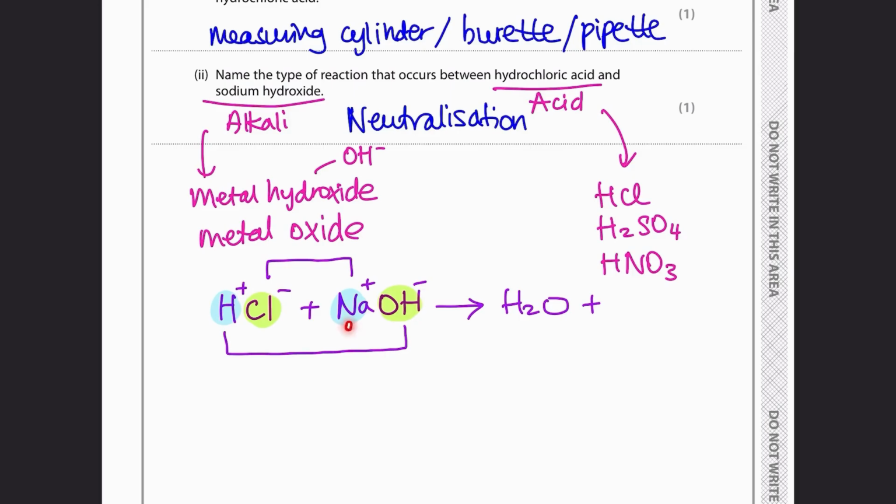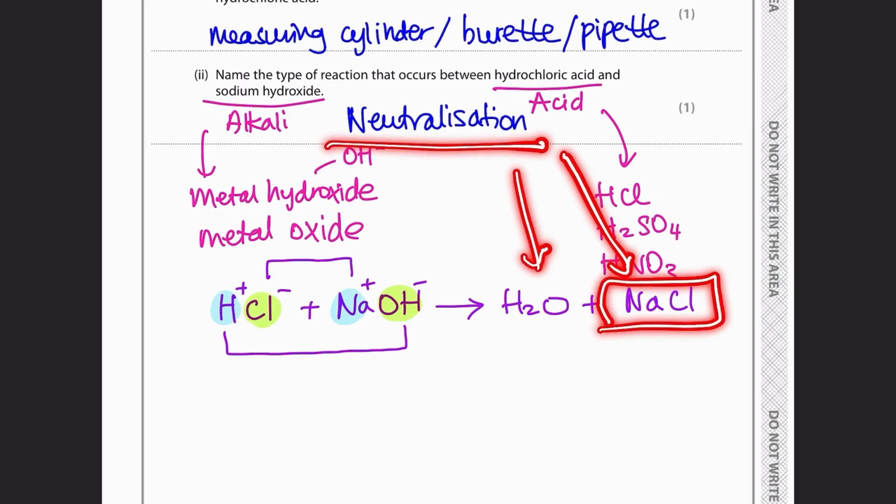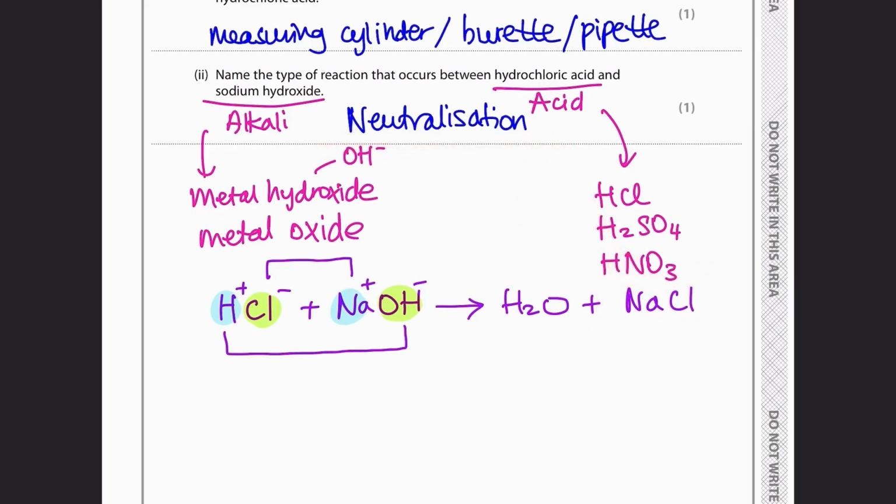plus, when these two combine, NaCl. Make sure you write NaCl, not ClNa, because it's the positive ion that's always written first. Okay, and neutralization always produces water because water is neutral, has a pH of 7, and a salt. Salt is just an ionic compound, in this case, sodium chloride.